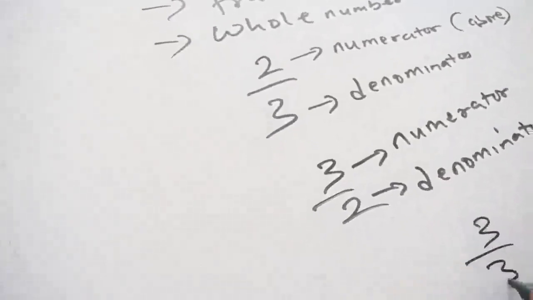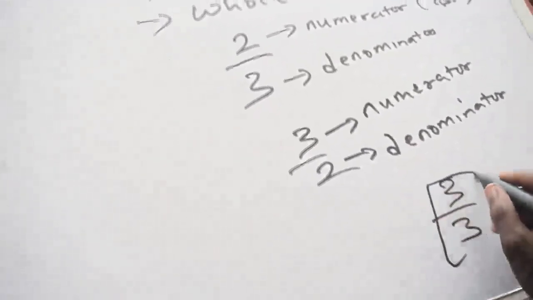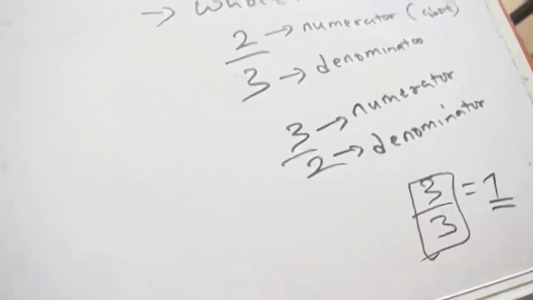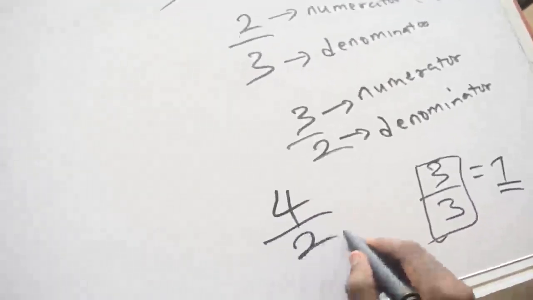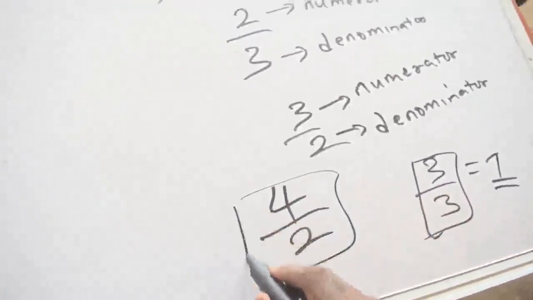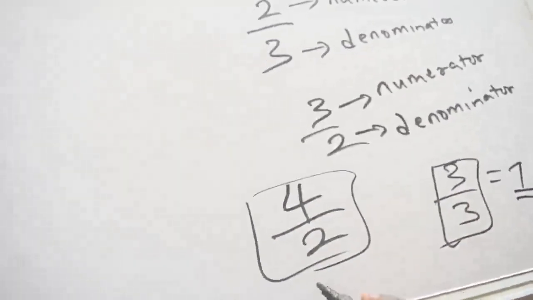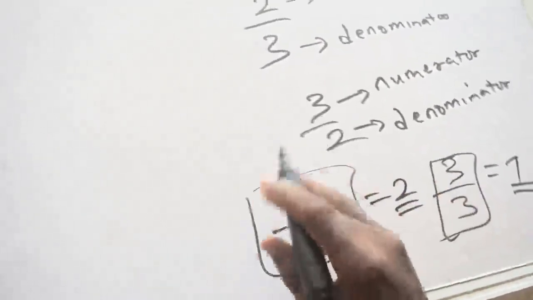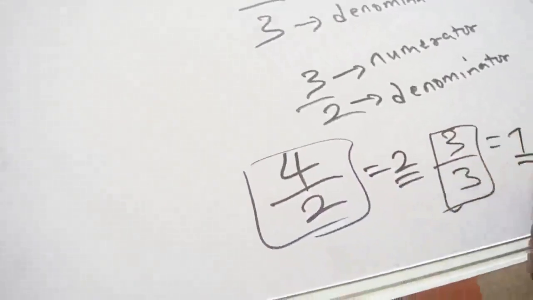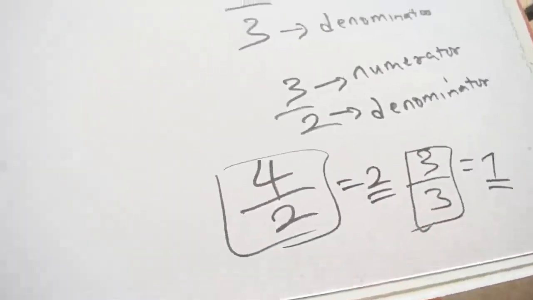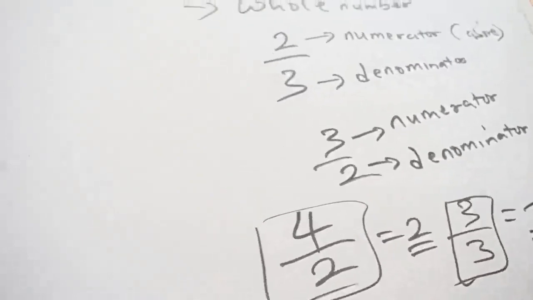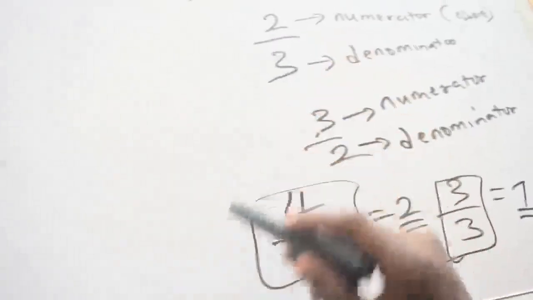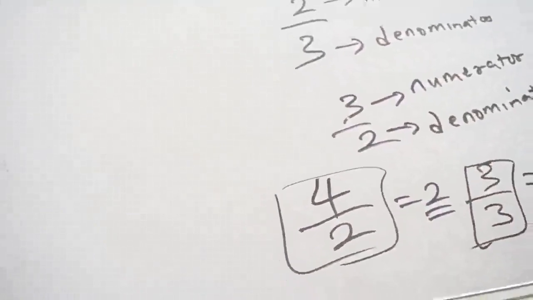If I give you 3/3, this cannot be regarded as a fraction because they are the same. And the answer will surely give you 1. Even if I write 4/2, this as well cannot be regarded as a fraction, even though they are not the same. 4 can be divided by 2. The answer is 2. The answer gives you a whole number, so it's not said to be a fraction. So when you say a number is a fraction, that number must have a numerator, and it must have a denominator.